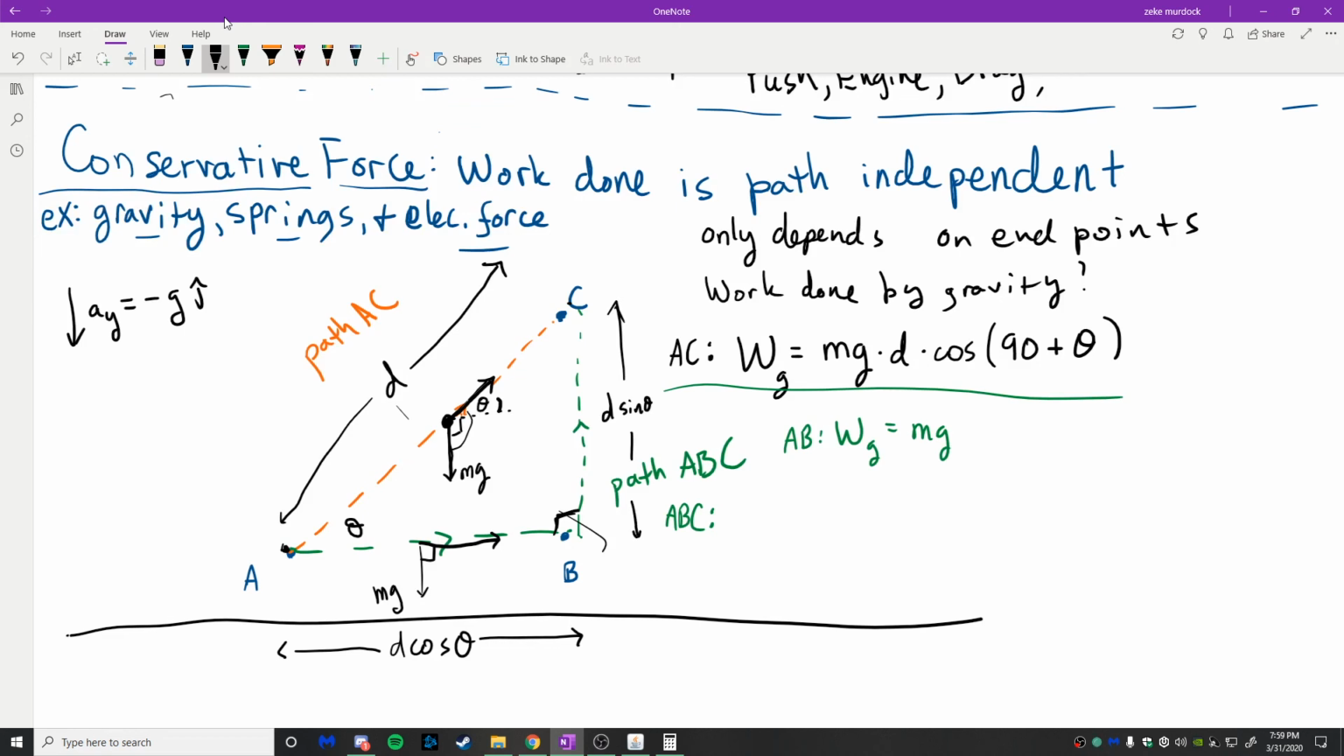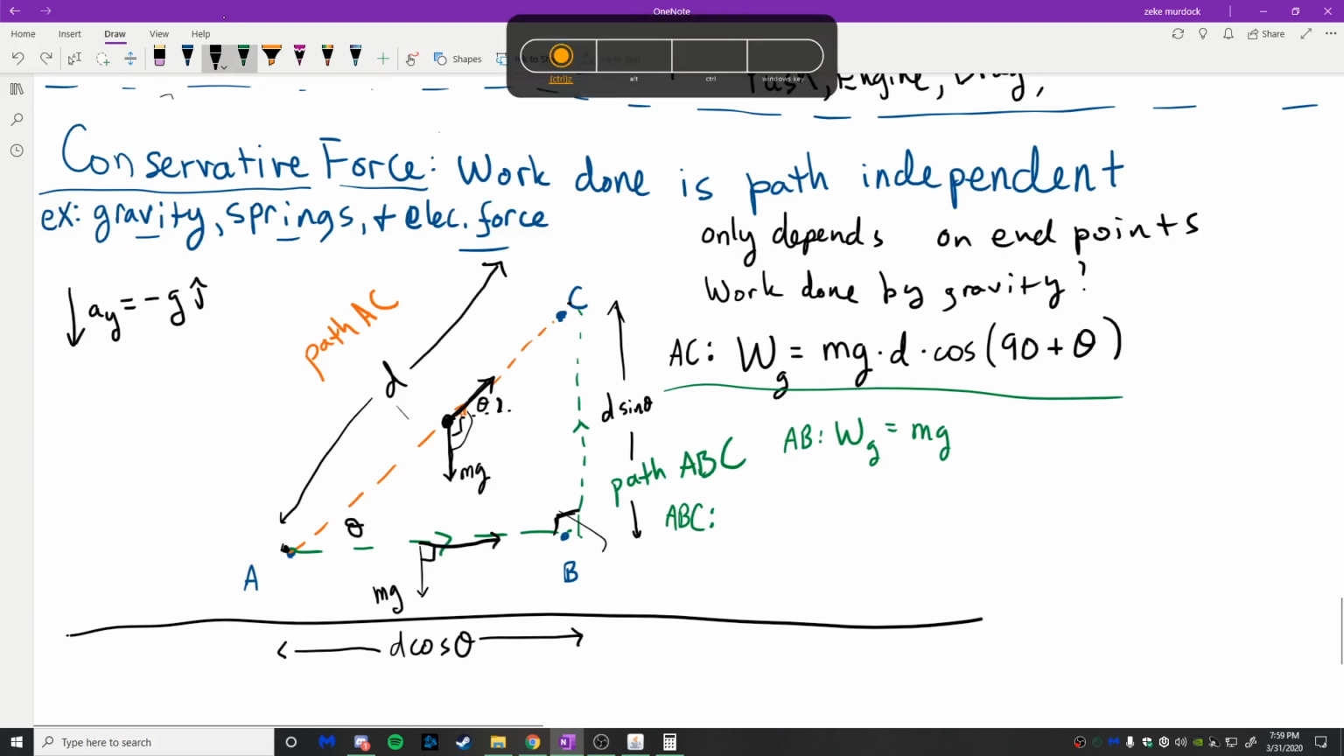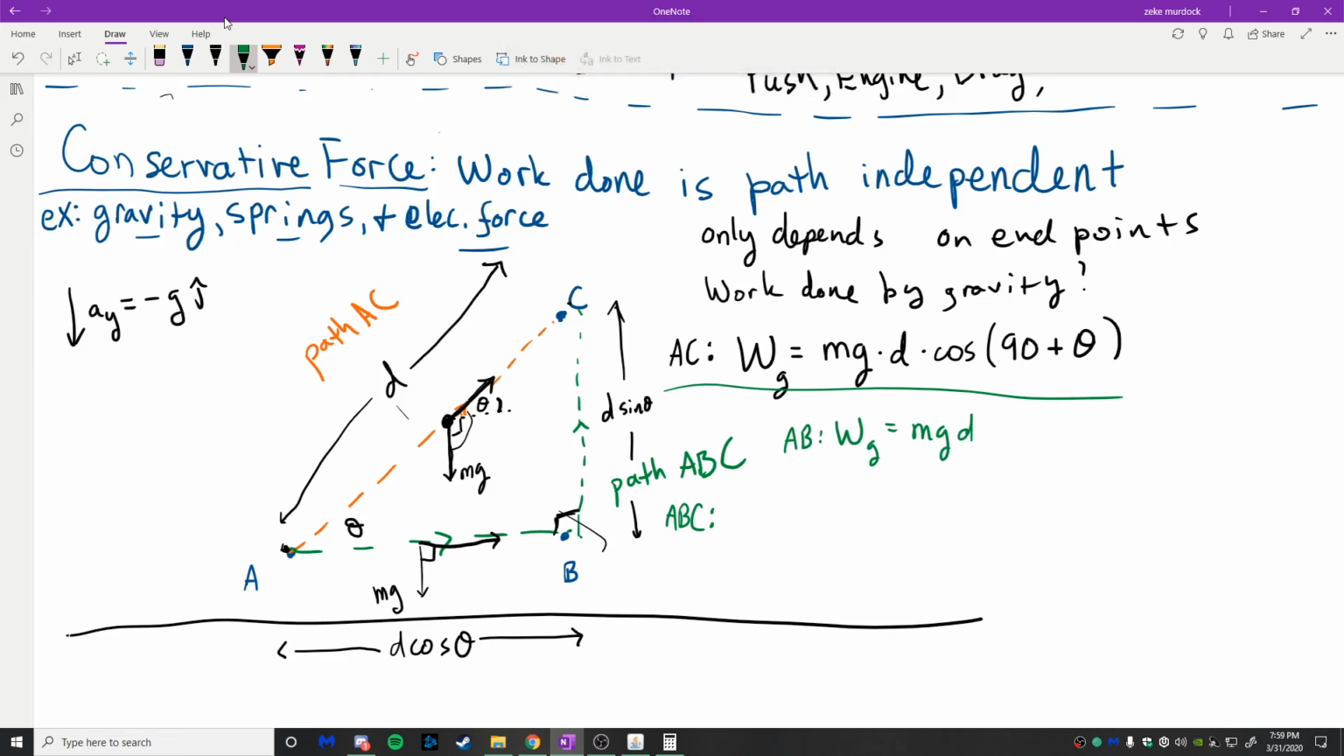So we would say the work done by gravity along segment AB is mg times d cos theta. But then we also need to multiply by the cosine of the angle between the path vector, which is this way, and mg, which is down. So we also have to multiply by the cosine of 90. So this is going to be 0, because cos 90 is 0.